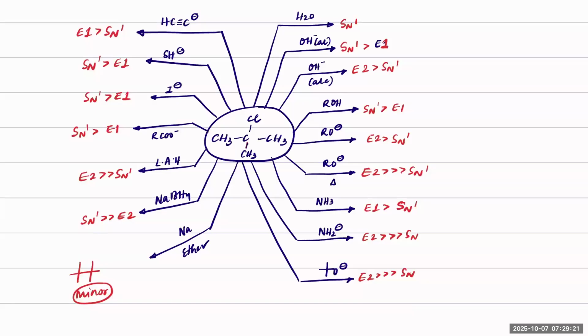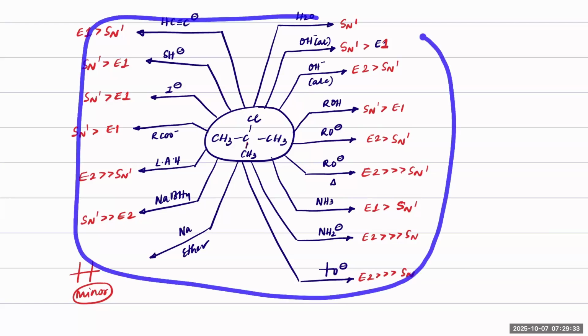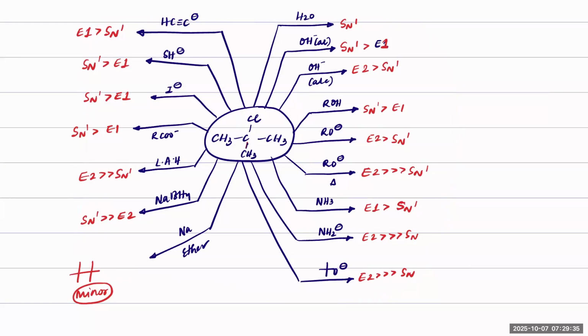Now let's notice the tertiary case. If you have a tertiary alkyl halide, what is the reaction that will happen? Have you noticed in no case is there SN2? So it could be either SN1, E1 or E2. E2 is normally favorable with a strong base. SN1 and E1 both are favorable with a weak base.